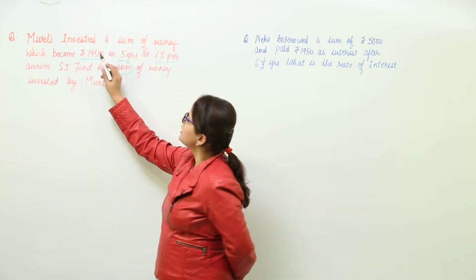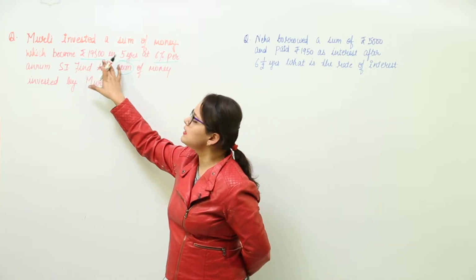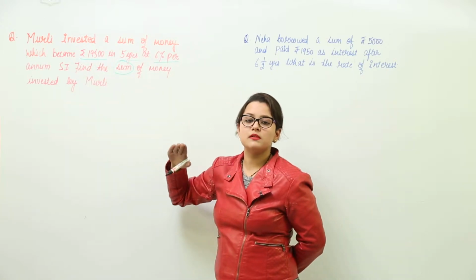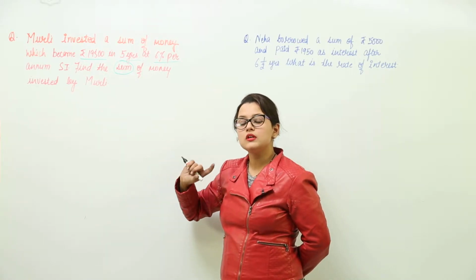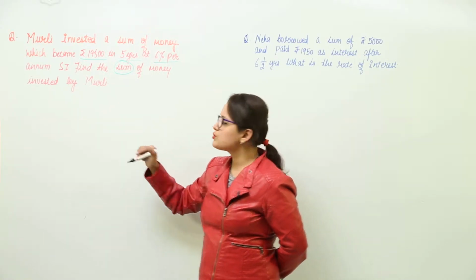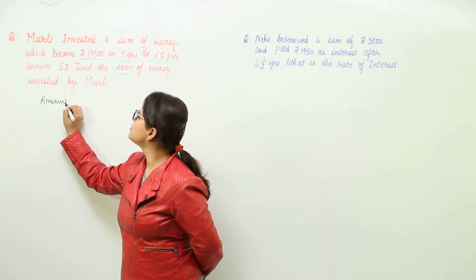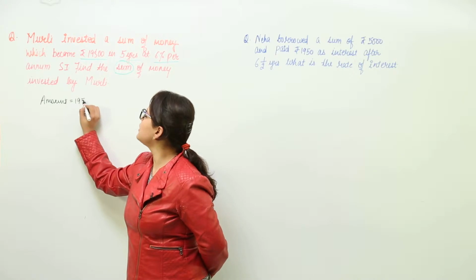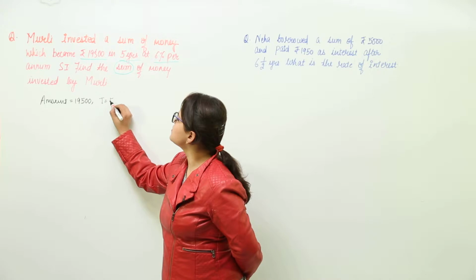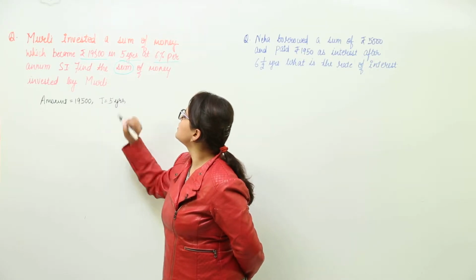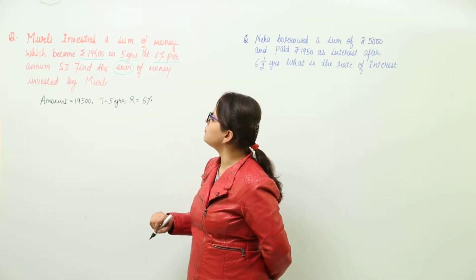Now this is saying he had invested a sum of money, which became 19,500 in 5 years. That means this is the amount that has been calculated after 5 years. So 19,500 is the amount he paid. So you write down amount is equal to 19,500. The time is given in years, which is 5 years. The rate of interest charged was 6% per annum, right?